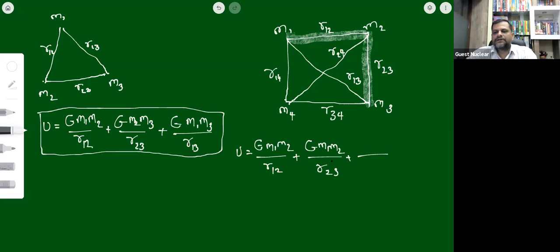Plus the third pair, we can denote it by this line here, and the potential energy associated with that pair will be G m3 m4 divided by r34. The fourth pair here will be this one, and the potential energy associated with that will be G into m4 into m1 divided by r14.